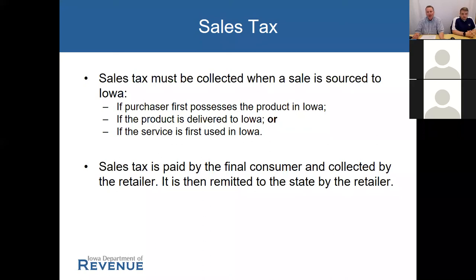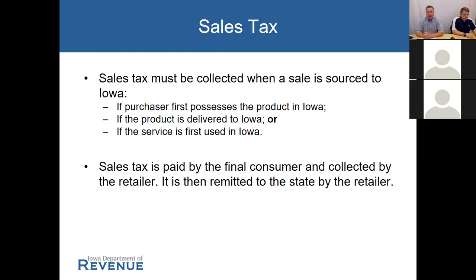Also, if a product is delivered to Iowa, again, if you have economic nexus with us, you're from out of state and you're shipping products here to Iowa, the delivery occurs to us here at Cedar Falls, then the sales tax is due plus applicable local option sales tax. The other part of this is if a service, and as I mentioned a little earlier, there are certain enumerated or taxable services in Iowa. If a taxable service is first used in Iowa, then the sales tax and applicable local option sales tax is going to be due as well.